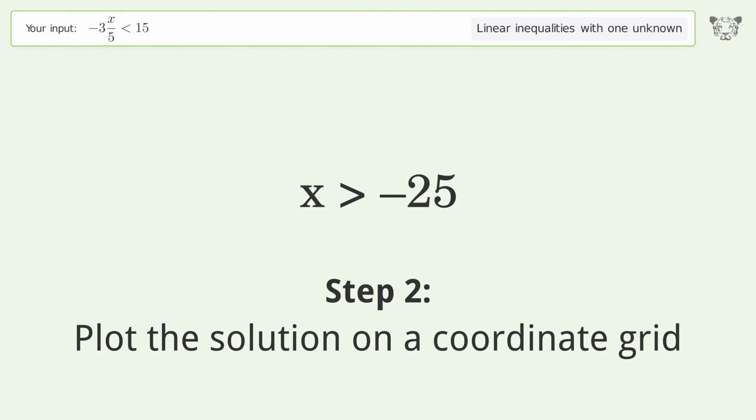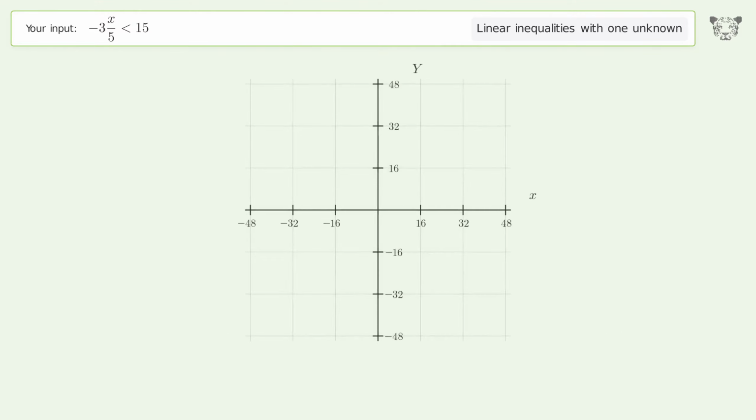Plot the solution on a coordinate grid. And so the final result is x greater than -25.